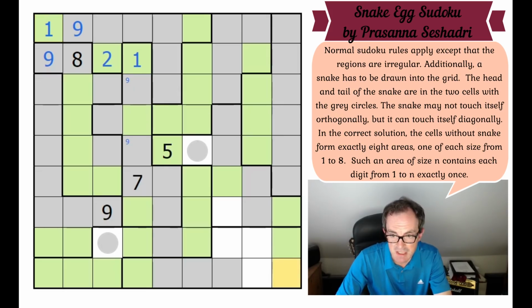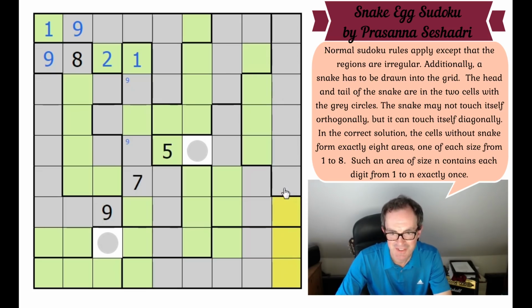That can't be snake, so that's got to be green. And this green region can't become a 6-cell region now because it would connect to its friend over here. So this is the 3-cell region, which means it's bounded. And there we go. We have placed the snake.